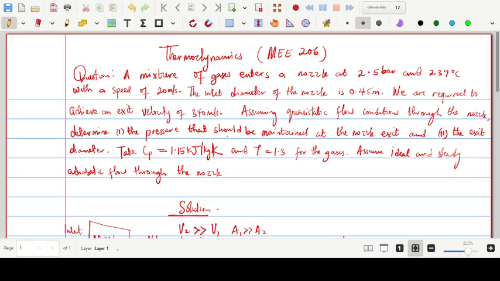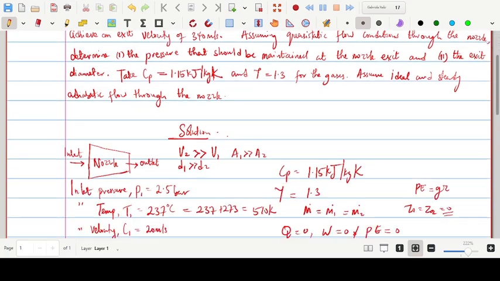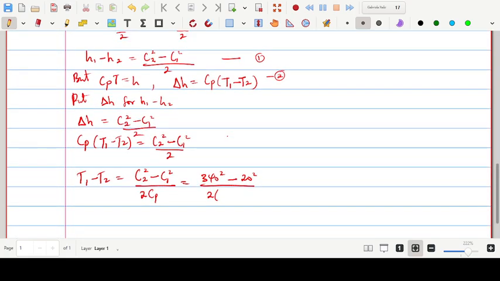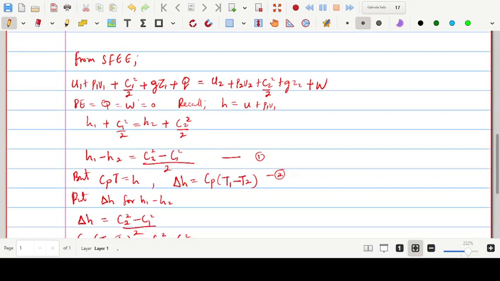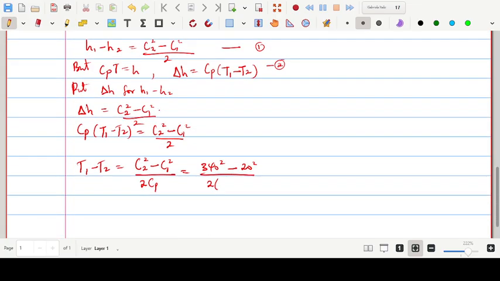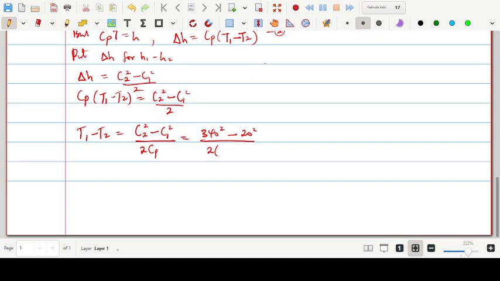Our Cp, I think, is 1.15 kilojoules. Now you have to be very careful. In this formula, kinetic energy is expressed in joules. You understand? So we are going to convert kilojoules to joules. Our Cp that's given is 1.15 kilojoules per kilogram per Kelvin. We now multiply by 1000, and we have 1150.